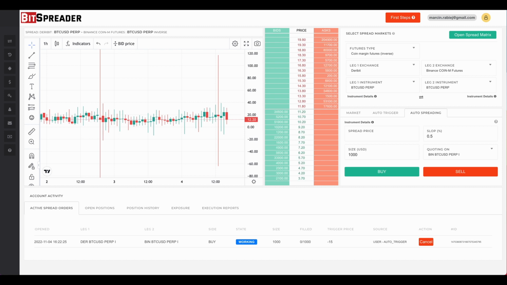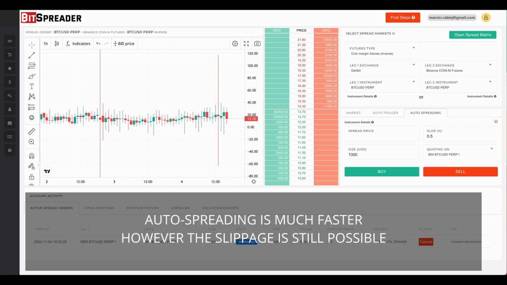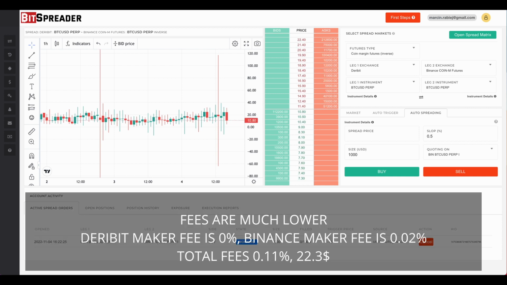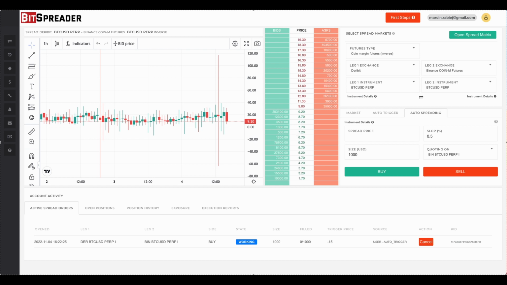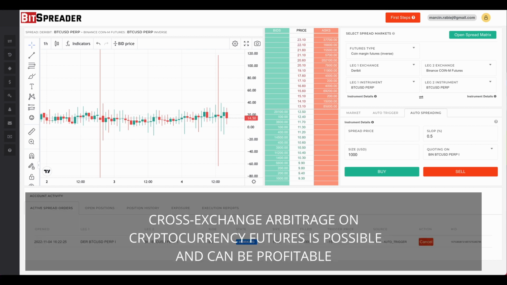This approach is much faster. On one side of the spread trade, we use the exchange mechanism to match our limit order. The probability of high slippage is significantly reduced, however the slippage is still possible. Also, the fees are much lower. On Deribit, the maker fee for limit orders is 0%. On Binance, in basic fee tier, it is 0.02%. In total, the fees for the spread trade made with the use of auto spreading orders will be 0.11%. That is $22.3. The lower latency in auto spreading increases the chances for a profitable arbitrage trade.